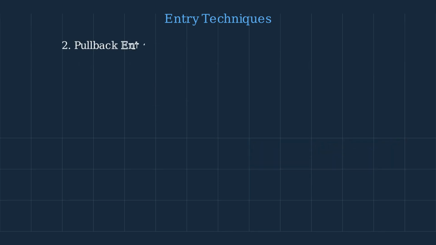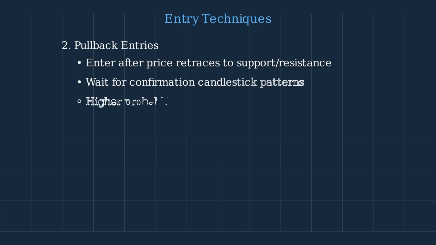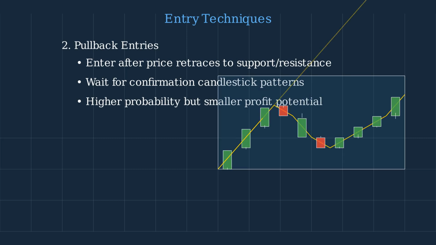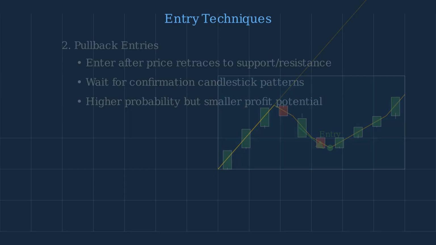Pullback entries involve waiting for price to retrace to a key level after a breakout, providing better risk-reward ratios. In this pullback entry example, we wait for the price to retrace to the trendline support before entering the trade. This provides a better entry price with a tighter stop loss.